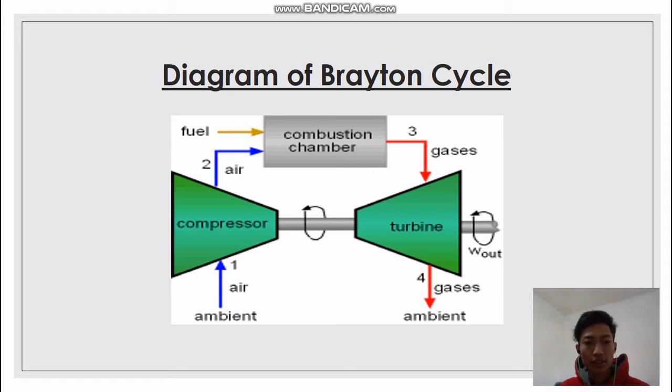The Brayton cycle is a thermodynamic cycle that describes how gas turbines operate. The idea behind the Brayton cycle is to extract energy from flowing air and fuel to generate usable work which can be used to power many vehicles by giving them thrust.